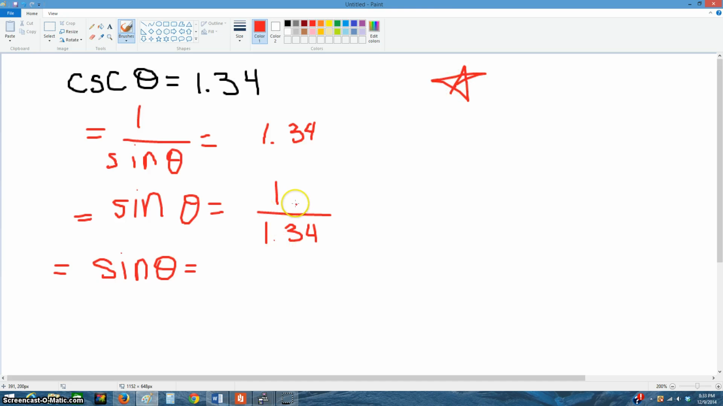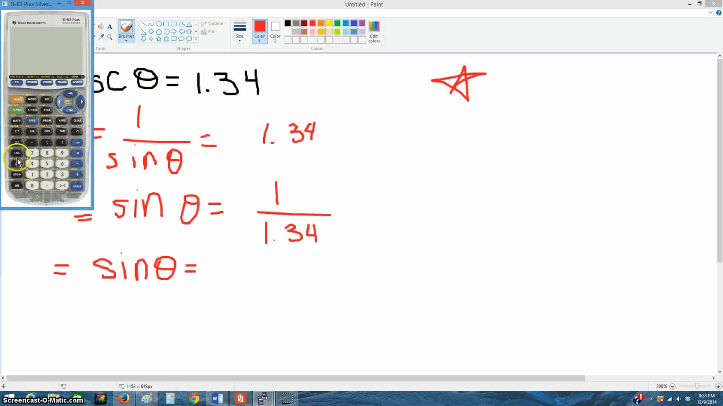But in the meantime, let's just go ahead and type in what 1 over 1.34 is. All right, so we have 1 over 1.34. Or you could do the regular way in your calculator, which is alpha y equals enter, so you can get it in fraction mode. So we get 0.746.